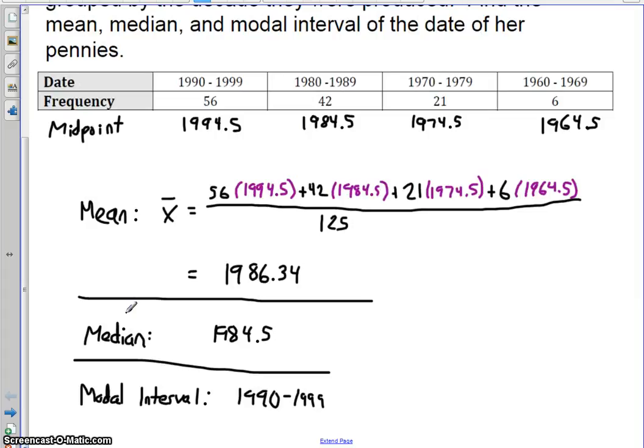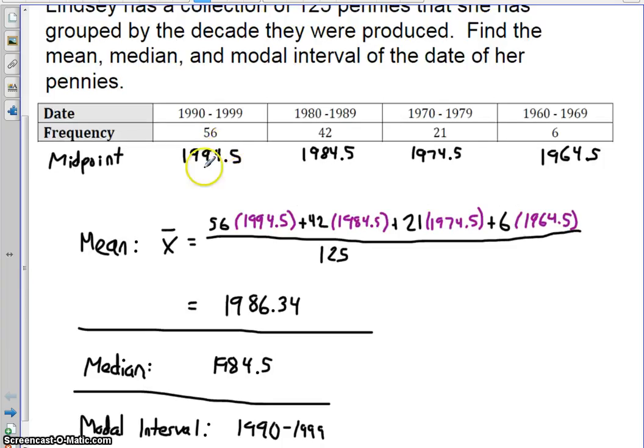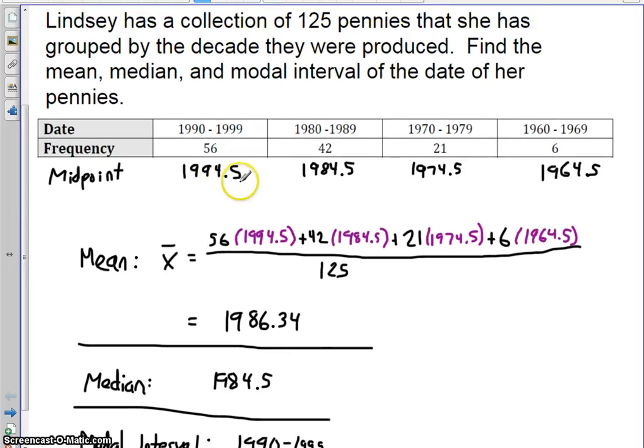Okay, so you can take a look and check your answers there. For the mean, I got 1986.34. Before we get into how I got that, remember that this is grouped data. Again, we don't know what the original dates are on all these pennies. So what we have to do is assign each value in each interval the value of the midpoint. For example, halfway between 1990 and 1999 is 1994.5.